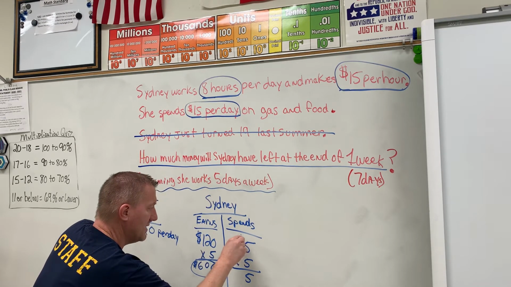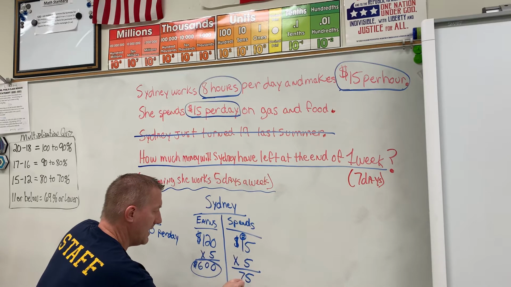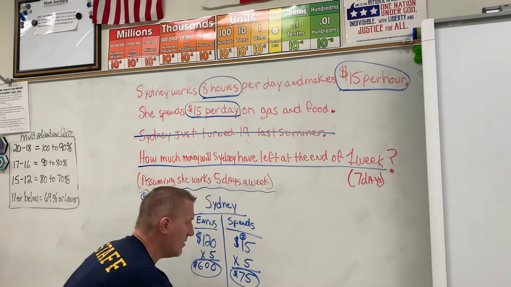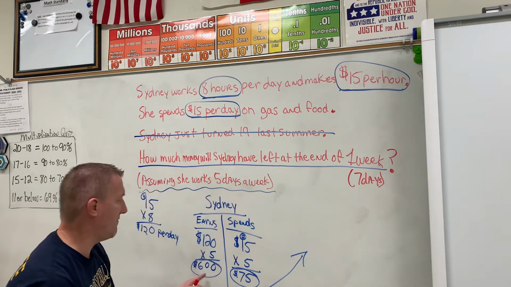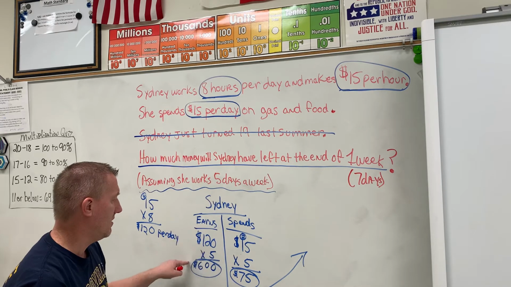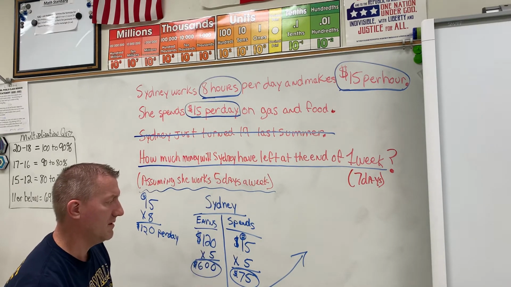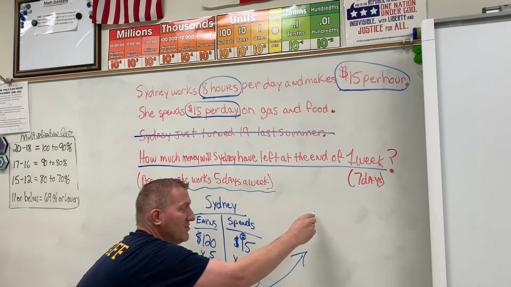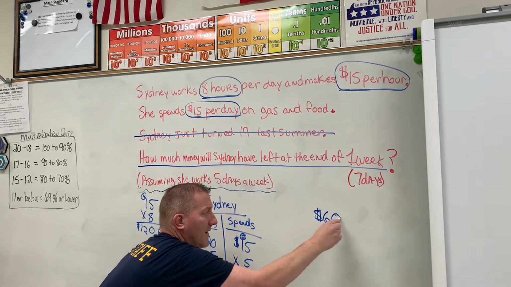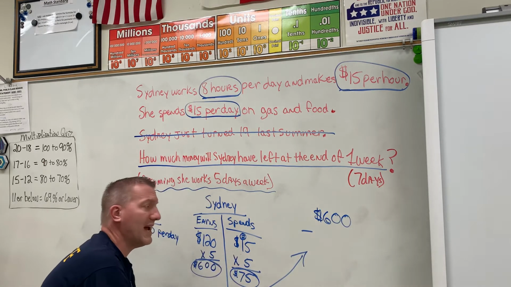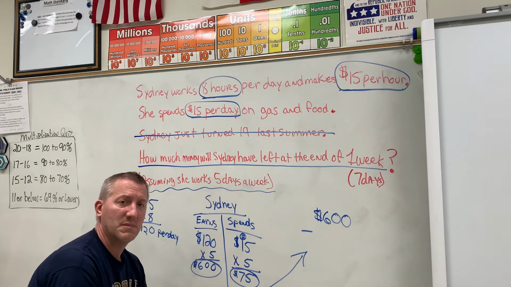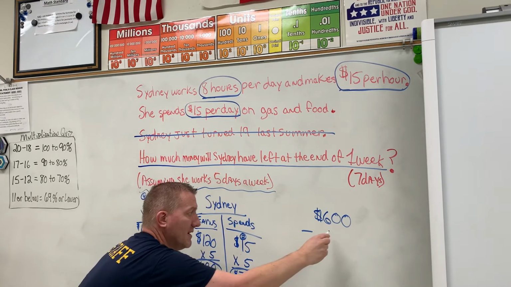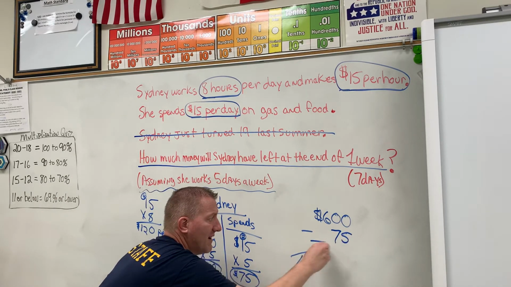But she spends part of that money. So I'm going to multiply this. And she spends $75. So now I'm going to go over here and do my final problem solving. I'm going to take the $600 she earned and subtract away what she spent. Because she's not getting that money, she's spending that money. She's giving that money away. So we're going to subtract 75 from that.